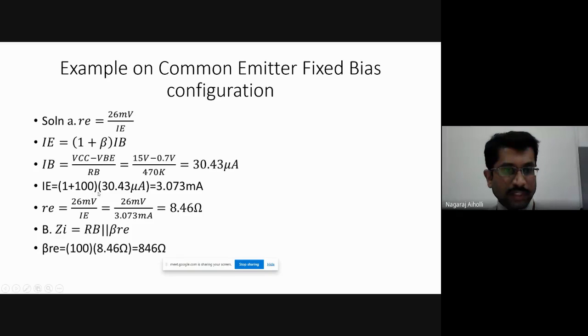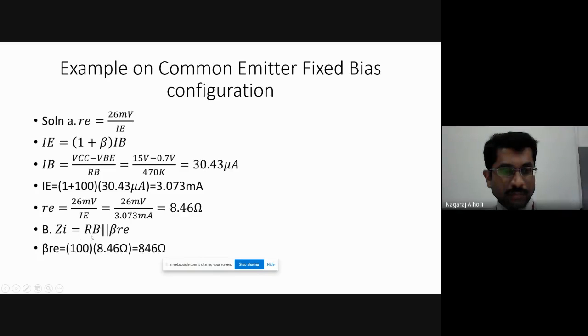IE is 1 plus beta into IB. This will be 3.073 milliampere. Then find out RE. Once we know IE, we can find the value of RE: 26 millivolt by IE, that is 26 millivolt by 3.073 milliampere. That comes out to 8.46 ohms.